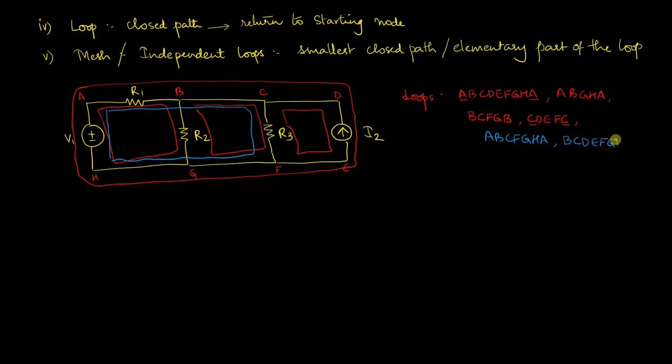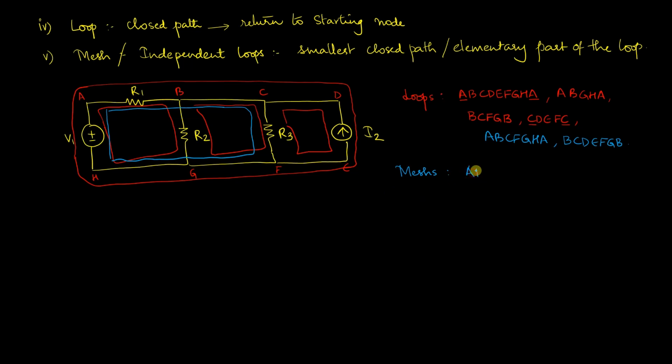A, B, C, F, G, H, A, and we can have another one as B, C, D, E, F, G, B. Now coming to the meshes. Meshes are basically elementary parts of the loops which do not contain any loops. So we have already marked here. So here the independent loops would be A, B, G, H, A, B, C, F, G, B, and C, D, E, F, C.